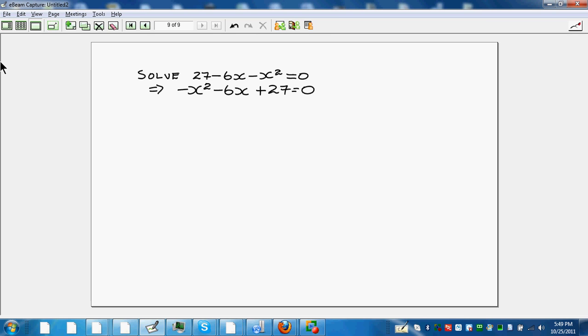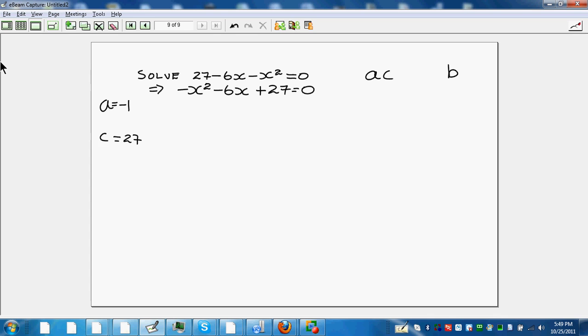And in the method of factors, what we do is we multiply a by c, or ac, and we need to find the factors of that product that, when added together, give us b, which is the coefficient of x. Now, ac, therefore, will be a, which in this case is minus 1, multiplied by c, which will be positive 27.